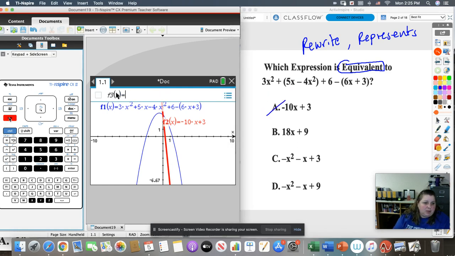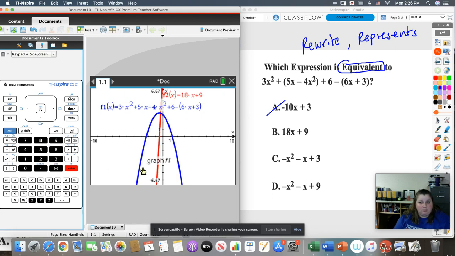Then you hit the tab button. Now, some people like to keep typing here. For me, I like to hit the up arrow key, and you'll see me do this a lot. I like to delete the first one out and type the second one in, because I like to see only two things at a time. 18x plus 9, enter. Not the same. That's not the right answer.